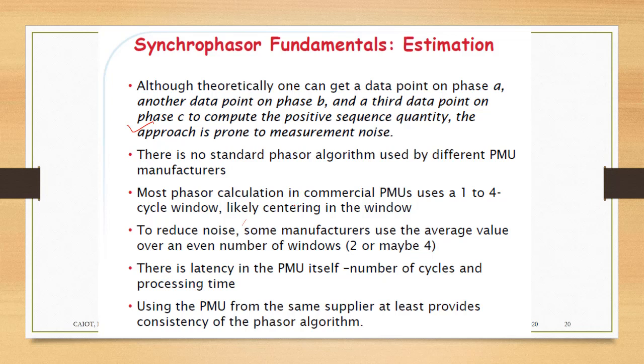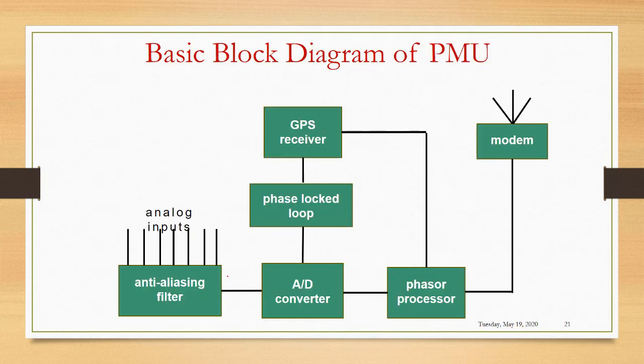most phasor calculation in commercial PMUs uses 1 to 4 cycle windows, likely centering in the window. To reduce noise, some manufacturers use average value over an even number of windows, two or maybe four. There is a latency in the PMU itself, number of cycles and processing time. Using the PMU from the same supplier at least provides consistency of the phasor algorithm. So if we use the PMU from the same supplier, same vendor, then at least it provides consistency of the phasor estimation algorithm. So this is the basic block diagram of a PMU.